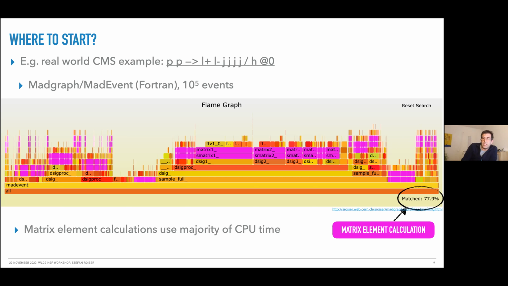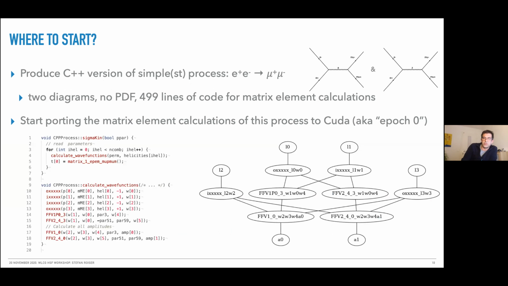Now, for the porting, we have not taken this very complicated process, but we have taken actually the simplest one that we could imagine. And this is e+ e- to mu+ mu-. So you see these are just two Feynman diagrams. And the C++ code that MadGraph generates for us is 500 lines. At the bottom right, you can see the dependencies between the different functions which are used inside MadGraph in order to calculate this Feynman diagram. So this is something which is very nicely overseeable, I would say.